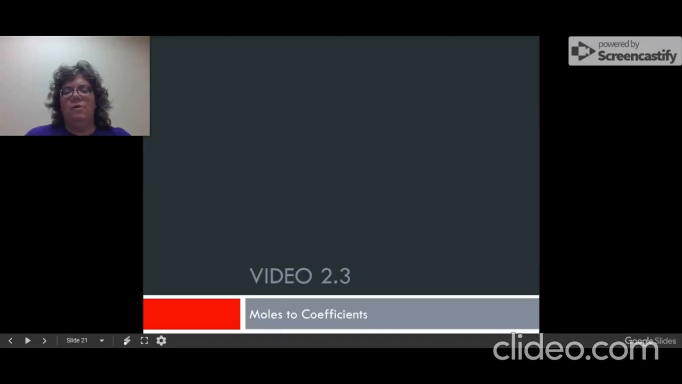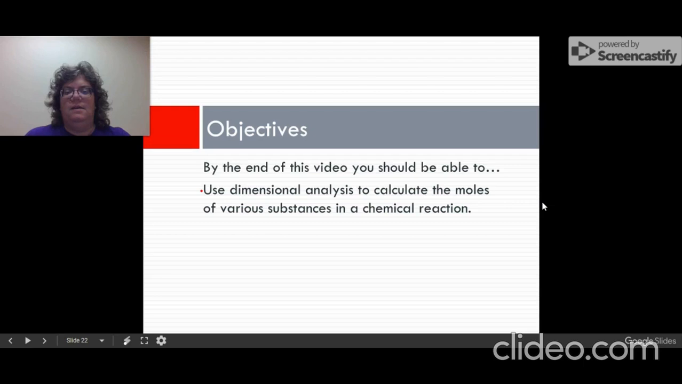In video 2.3, we will answer the question, how do I determine how many moles of each chemical substance are in the equation? How many are needed and how many are left at the end? By the end of this video, you should be able to use dimensional analysis to calculate the moles of various substances in a chemical reaction.